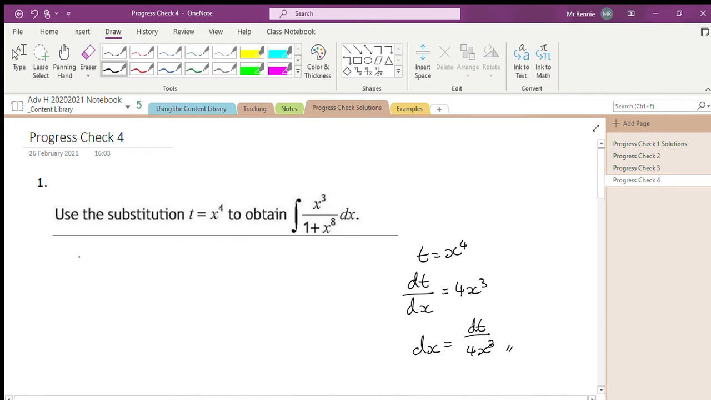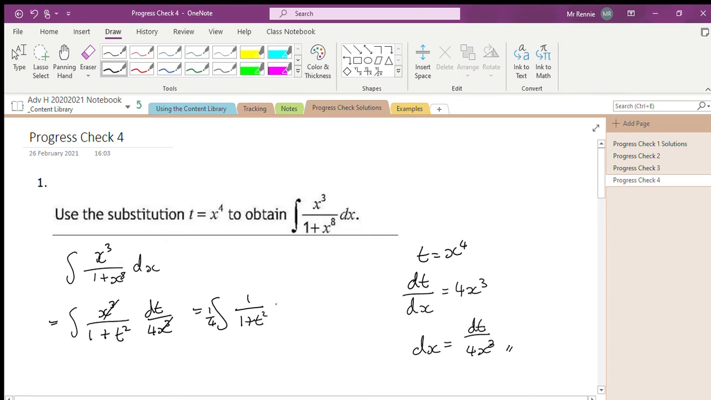So if I now look at my integral, x cubed over 1 plus x to the power 8 dx, I get the integral of x cubed over 1 plus, well, x to the power 8. If t is x to the power 4, then t squared would be x to the power 8, so it becomes a t squared there, and dx becomes dt over 4x cubed. And you can see here that the x cubes will cancel, which will leave me with the integral of a quarter, that quarter can come out to the front, 1 over 1 plus t squared dt.